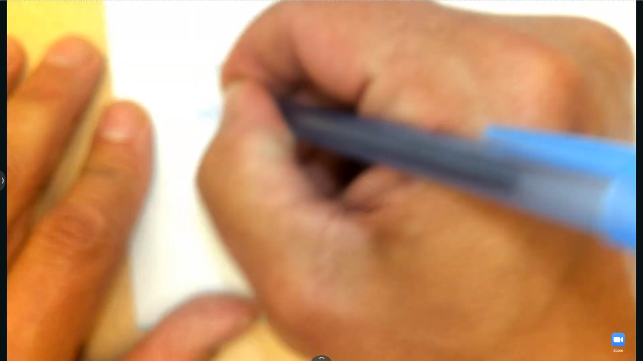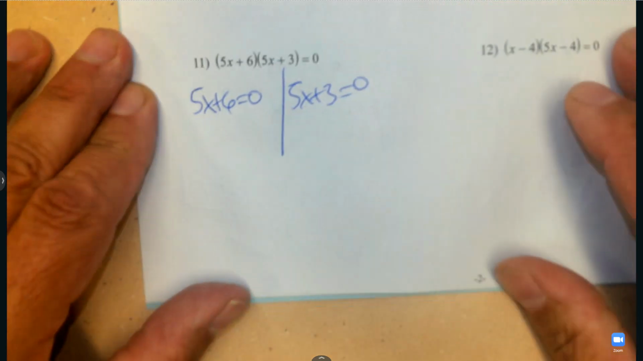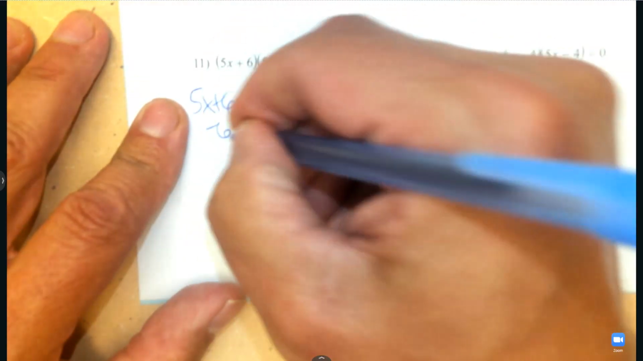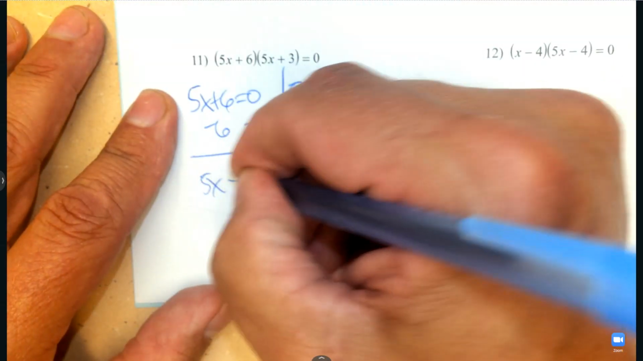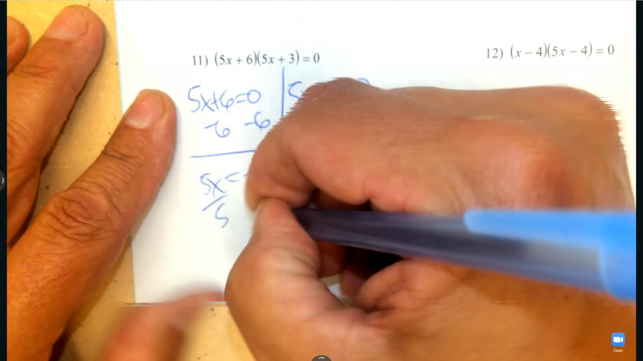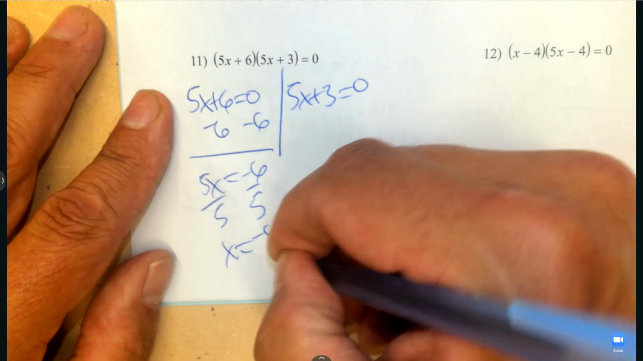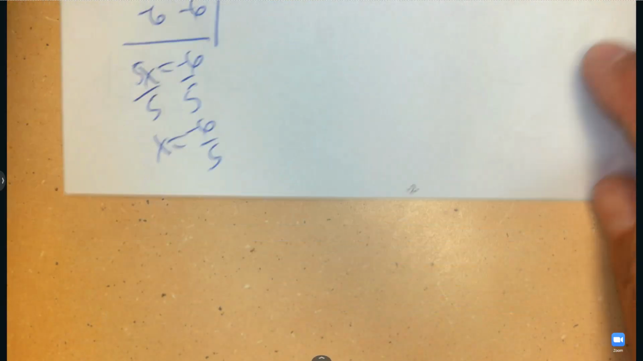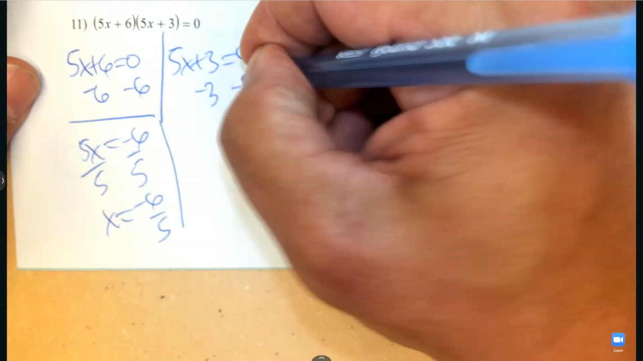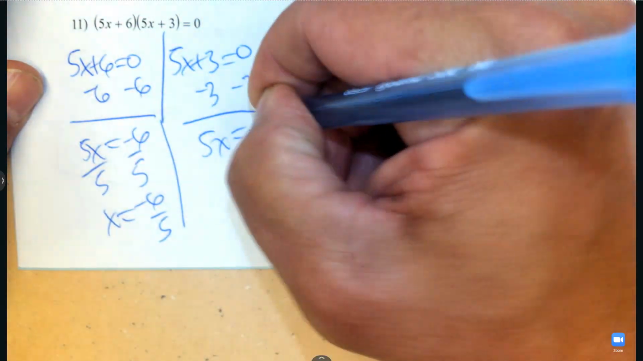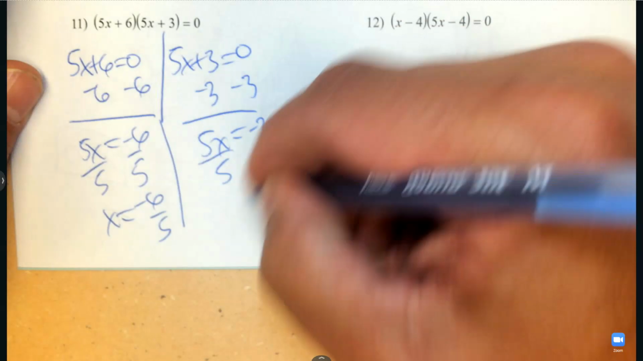Number 11. Again, it's factored. So we take each factor equal to 0 and solve it. So in this situation, we're going to subtract 6 and then we're going to divide by 5. So the answer, and we can leave it this way, is -6 over 5. Here we're going to subtract 3 and then divide. So when I divide by 5, the answer is -3/5. Done.